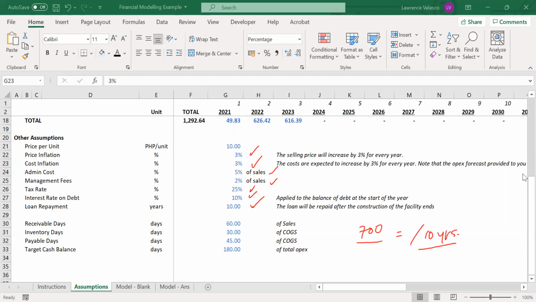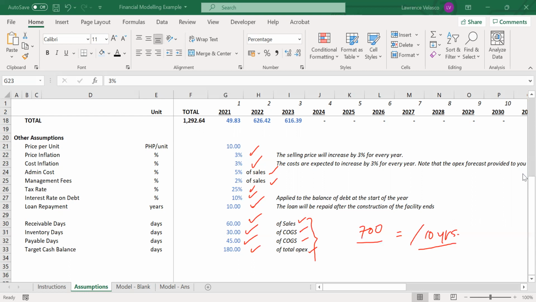You're also given some operating assumptions. What are your operating assumptions? Days receivable is 60 days. Inventory days is 30 days. Days payable is 45 days. And target cash balance is 180 days. You're also given the base. So 60 days of sales, 30 days of cost of goods sold, 45 days of cost of goods sold, and 180 days of total OPEX.